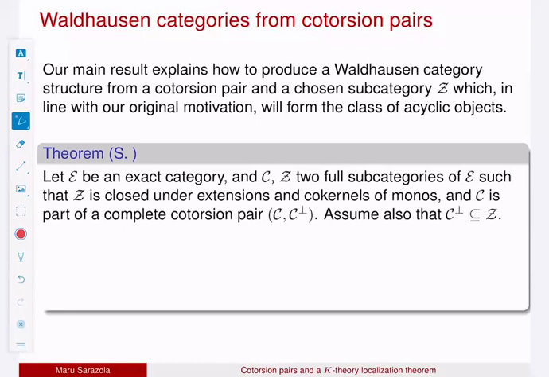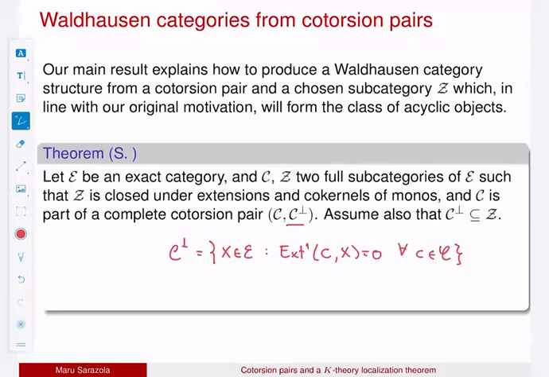Cotorsion pair. So first of all, let me note that whenever you have an exact category or subcategory C, you can always take C perp like we're doing right here. So you can just define C perp to be the objects in your ambient category such that Ext^1 of C, X is 0 for every C in C.